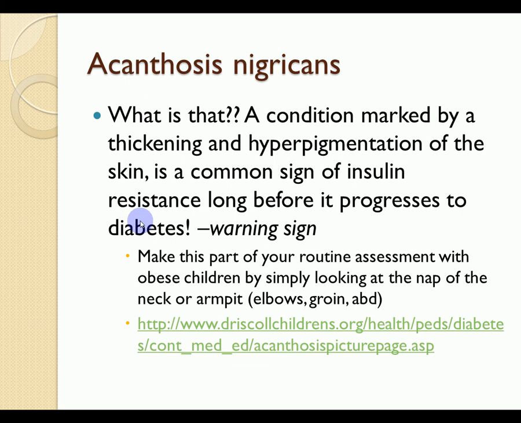Acanthosis nigricans. It's a condition marked by thickening or hyperpigmentation of the skin, commonly a sign of insulin resistance. And this is long before it progresses to diabetes, so it's a warning sign. Now, you need to make this part of your routine assessment with obese children by simply looking at the nape of their neck, their armpits, elbows, groin, or abdomen area. And I have put a website here that you can go to and look at pictures of that.